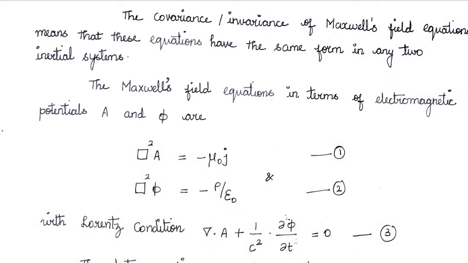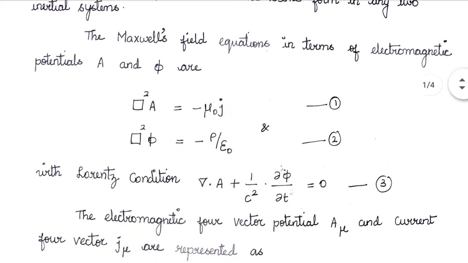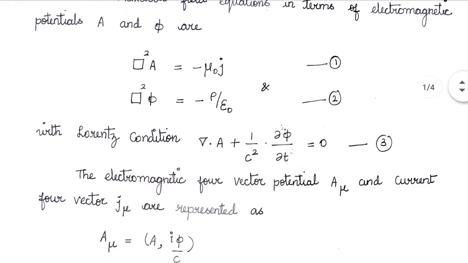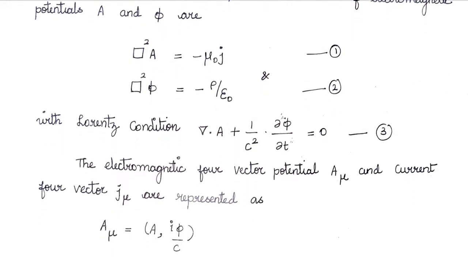The Maxwell's field equations in terms of electromagnetic potentials A and phi in general are given by del square A is equal to minus mu naught J and del square phi is equal to minus rho by epsilon naught, with the Lorentz condition div A plus 1 by c square into dou phi by dou t is equal to 0. Here del square is nothing but the D'Alembert operator.